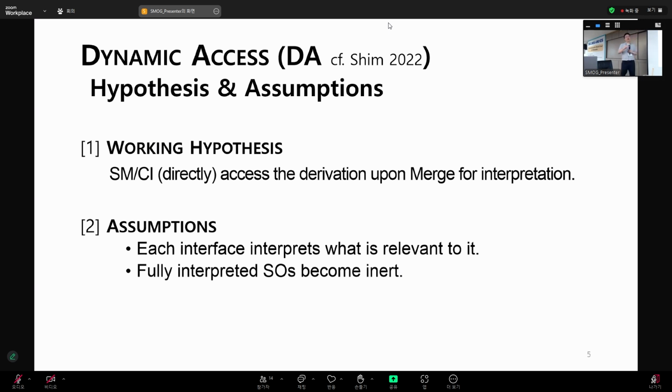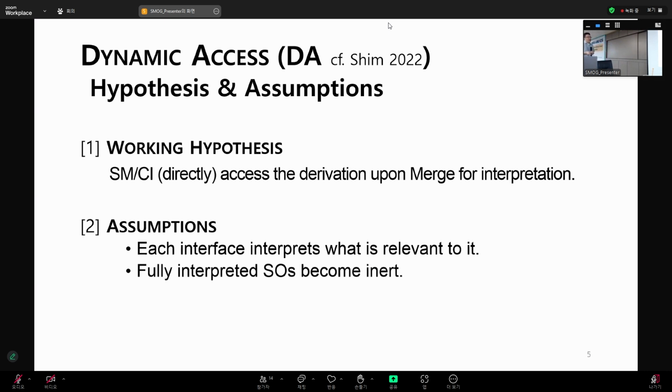But here in my dynamic axis model, the interfaces are actively participating in interpretation. So we don't need additional operations such as transfer. Figuratively speaking, I don't have an operation, something like a tower crane that moves an object from point A, syntax proper, to point B, the interface. We don't need that kind of mediating operation because the interfaces will directly access the derivation.